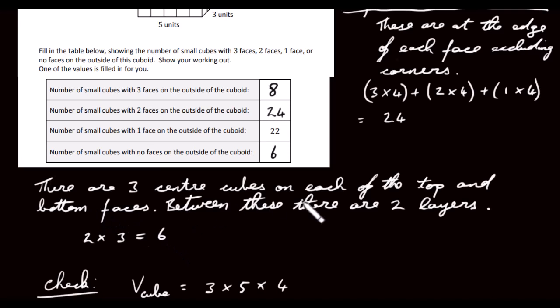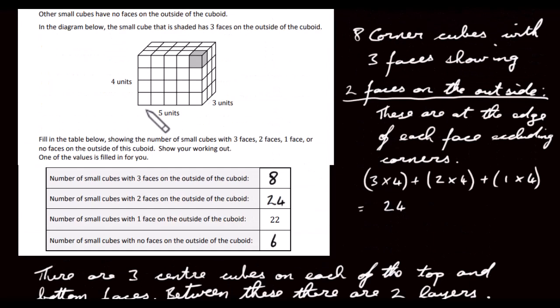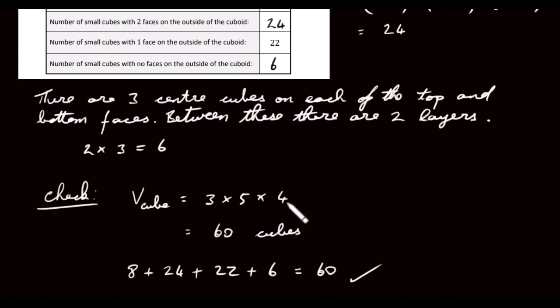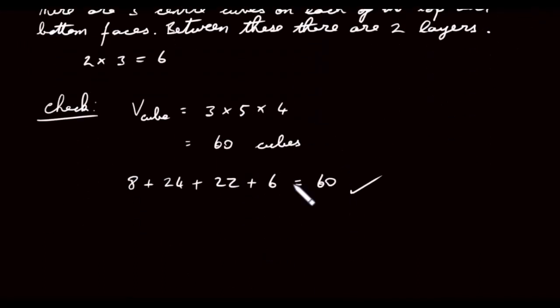There are 3 center cubes at each of the top and the bottom faces. Between these, there are 2 layers. So 2 times 3 is 6. So they're my answer, and I just checked it. The volume of this cube is 5 units times 3 units times 4. If you do that, you get 60. Now, if I add these up, then I should get 60 as well, and I do. So that was my check to make sure I hadn't made any mistakes. So that's it for this question.